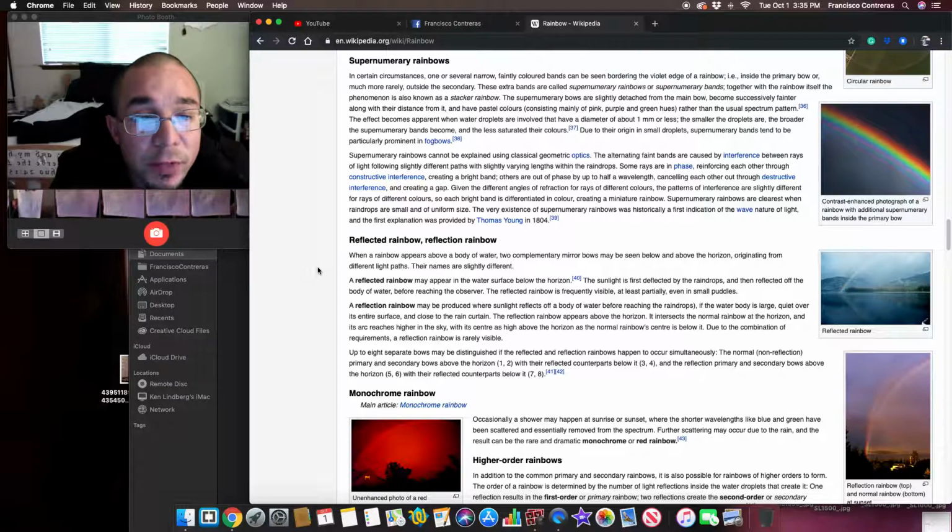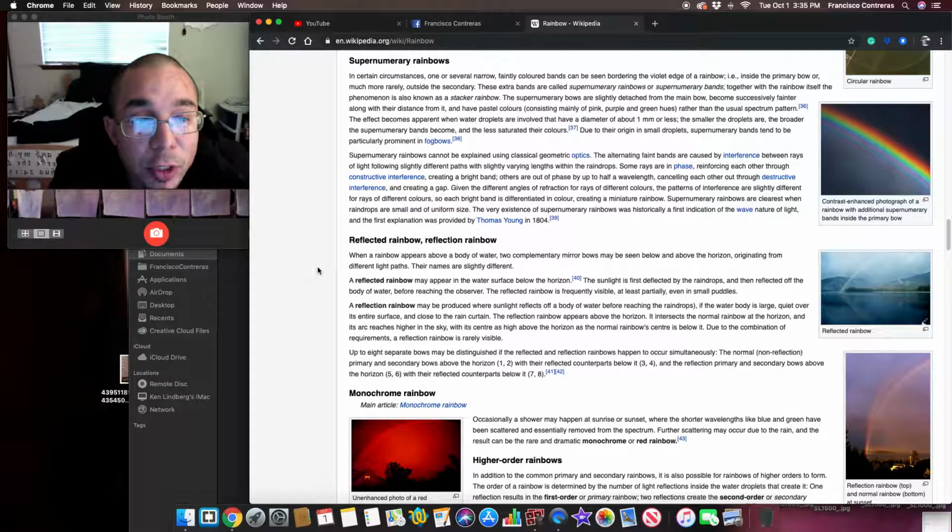The patterns of interference are slightly different for rays of different colors. So each bright band is differentiated in color, creating a miniature rainbow.